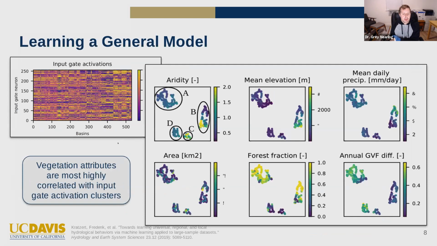Okay, so we can break this down. I want to skip this mostly because I want to talk a little more about physics-informed learning, but we can do a clustering analysis on this to try to make sense of it in a more human-readable format.